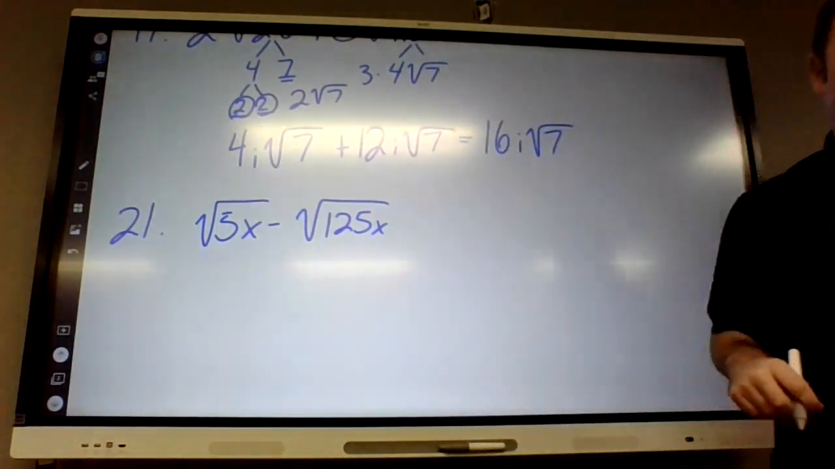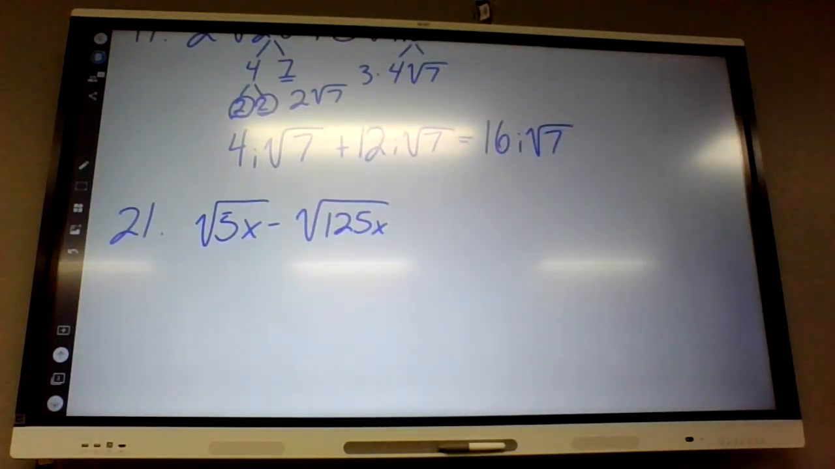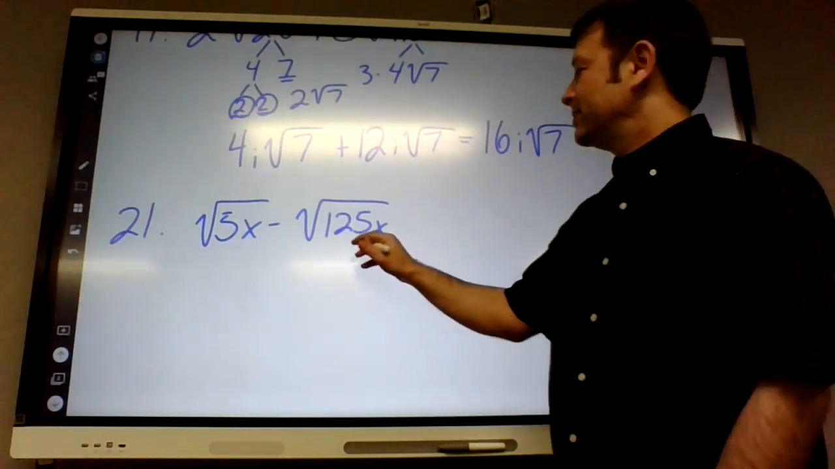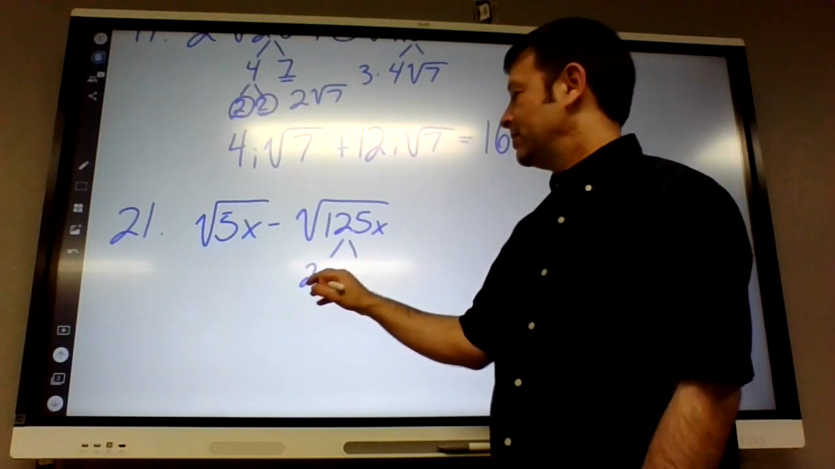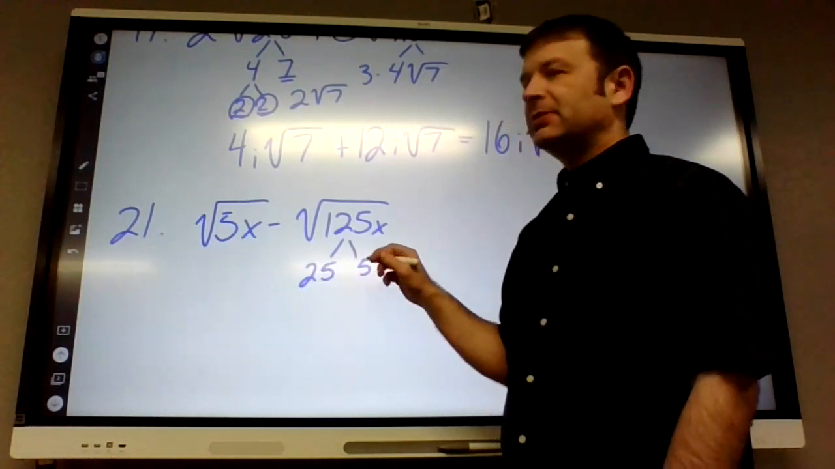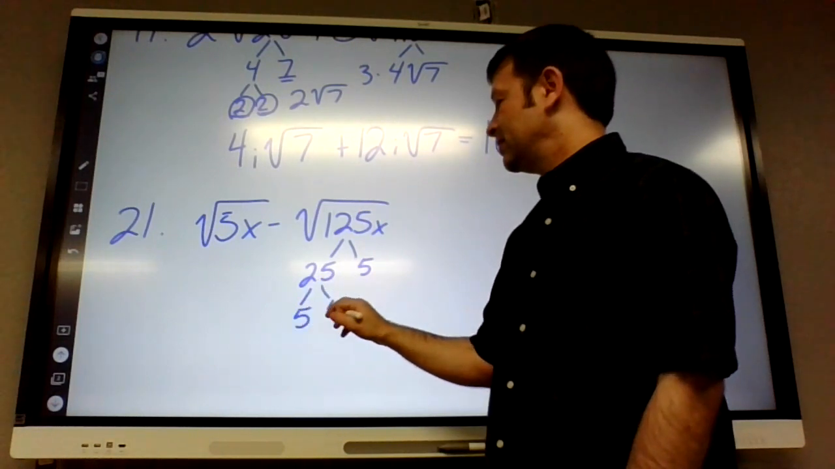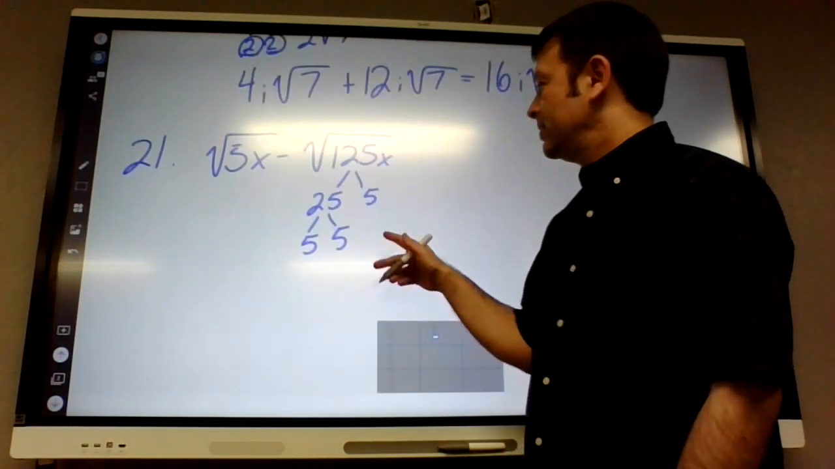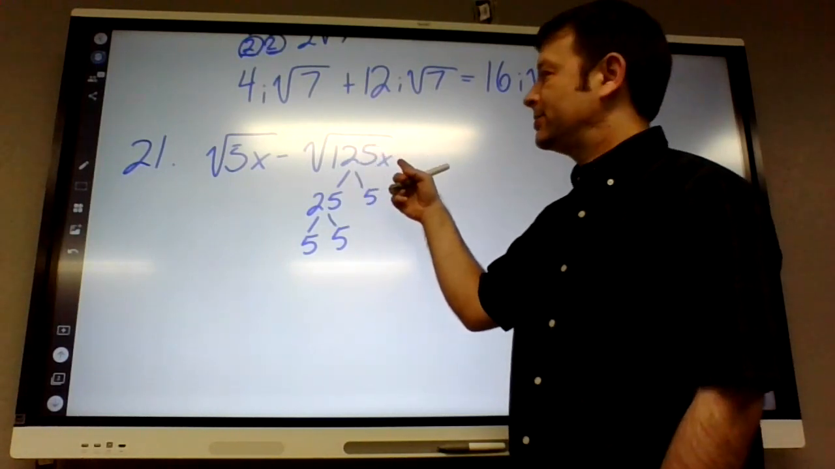Well, it looks like they don't go together, but guess what? Which of those actually simplifies, do you think? Yeah, 125. Do you guys remember 125 from yesterday? 5 times 5 times 5. So yeah. Now, what do I do with the x? Nothing, yeah, just leave it alone.